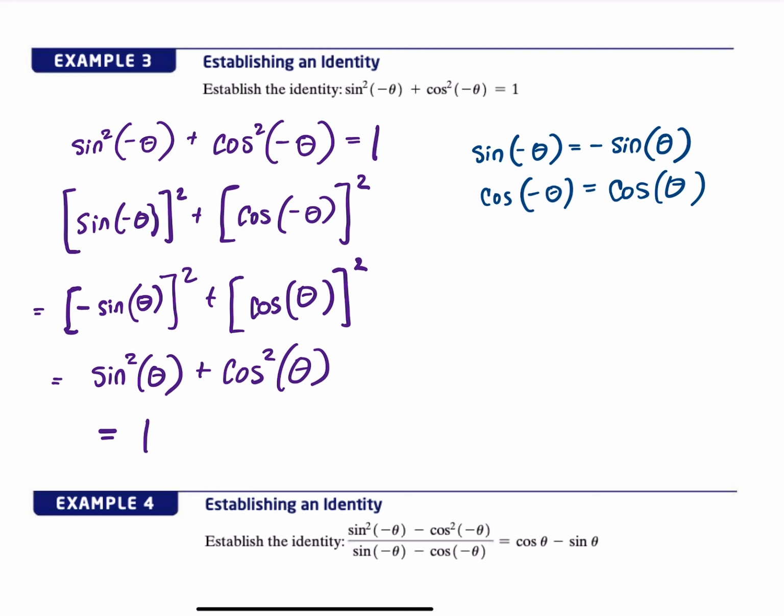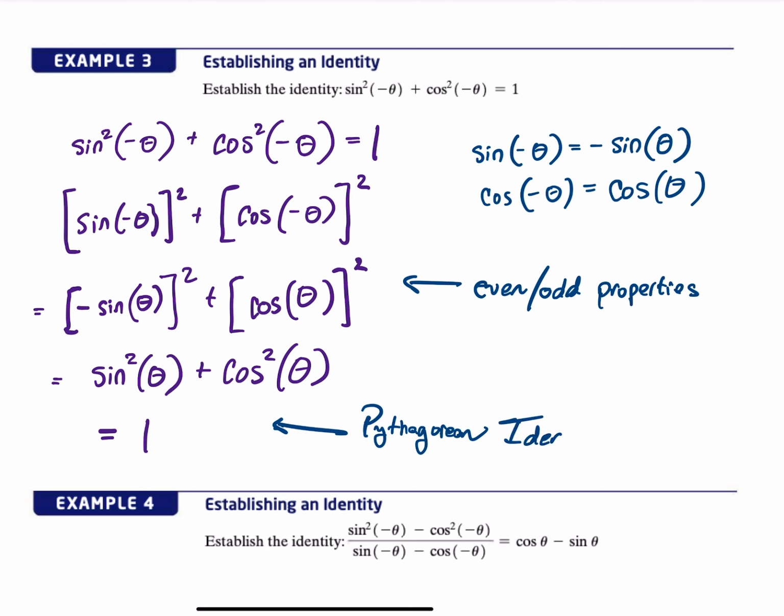So we did a couple things here. We used even and odd properties. And we got the last thing by using the Pythagorean identity. So we did two maneuvers to turn the left side into the right side.